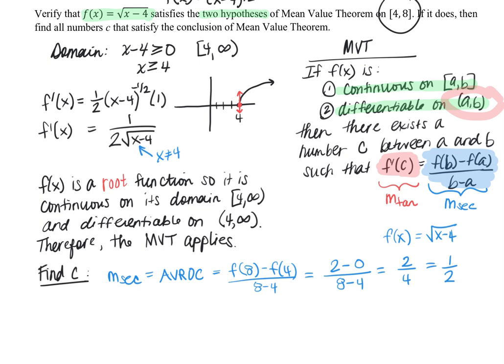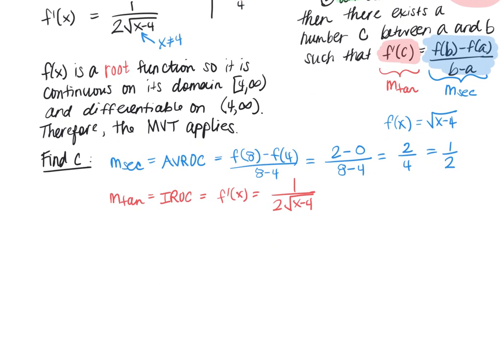And the mean value theorem says then somewhere the slope of the tangent line must be 1/2. So the slope of the tangent line, we've actually already done that work. I'm just going to go ahead and recap it here. That's my instantaneous rate of change. That's going to be my derivative, which we already found. And we found that the derivative was 1 divided by 2 times the square root of x minus 4. I'm going to go ahead and take that simplified version here. So now we're just needing to set these two equal to one another. So somewhere the derivative, 1 over 2 times the square root of x minus 4, needs to equal 1/2.